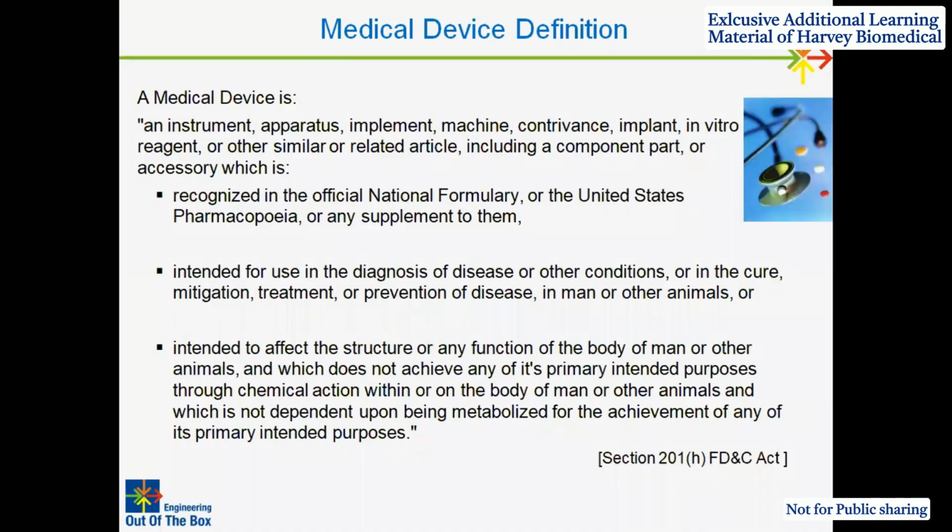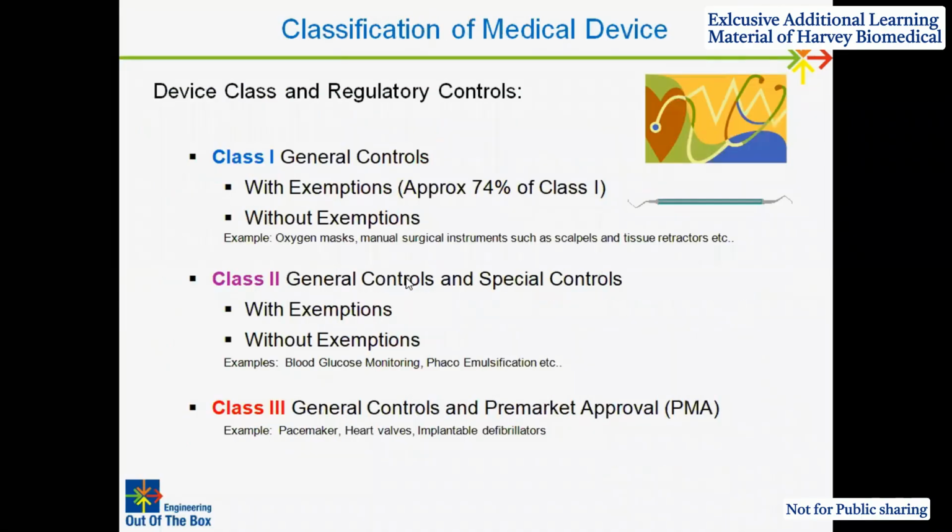An instrument, apparatus, implement, machine, contrivance, implant, in vitro reagent, and other similar or related articles, including components, parts, or accessories. This is the specific medical device definition as per the US FDA. You can see Section 201(h) of the FDC Act. As per the definition we are covering classification of the medical device.